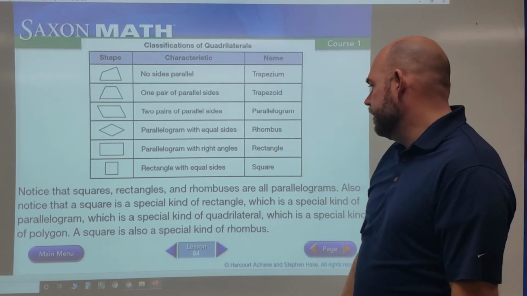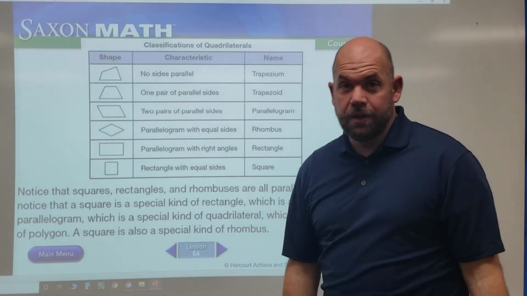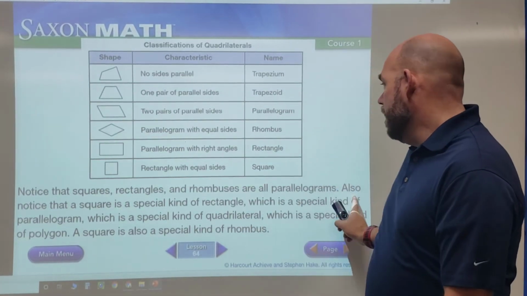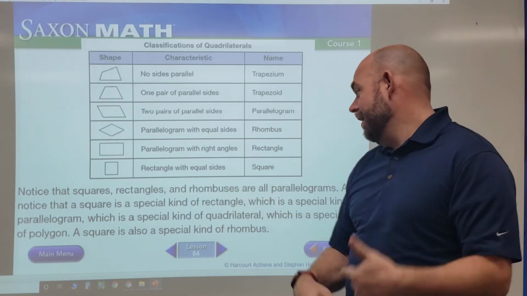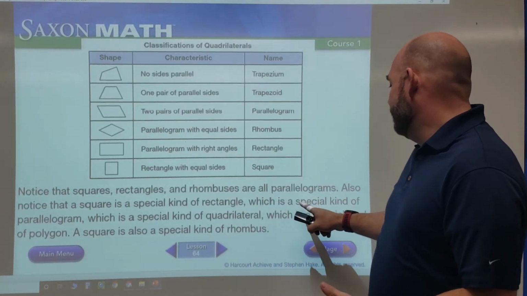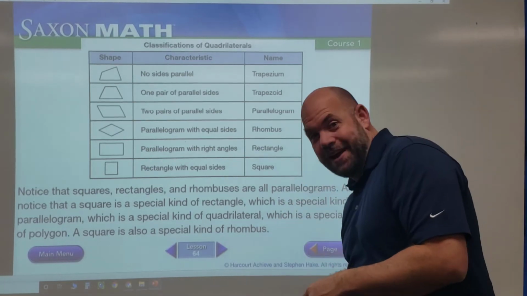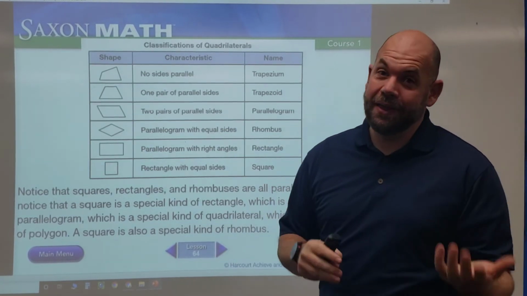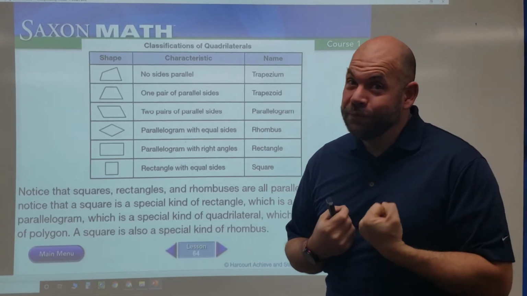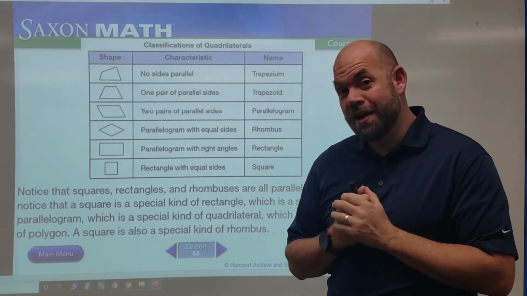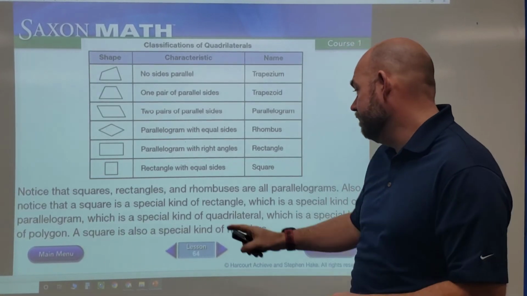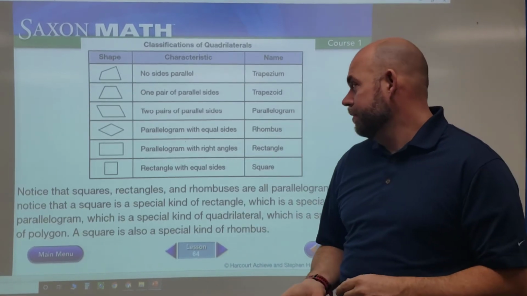Notice that squares, rectangles, and rhombuses are all parallelograms. But a square is a special kind of rectangle, which is a special kind of parallelogram, which is a special kind of quadrilateral, which is a special kind of polygon. Basically, squares are really, really special. So I hope you love and cherish your squares, all right? It's a special kind of rhombus.